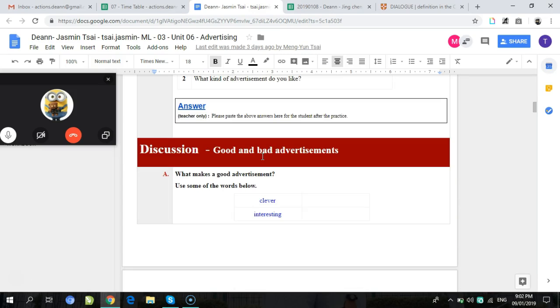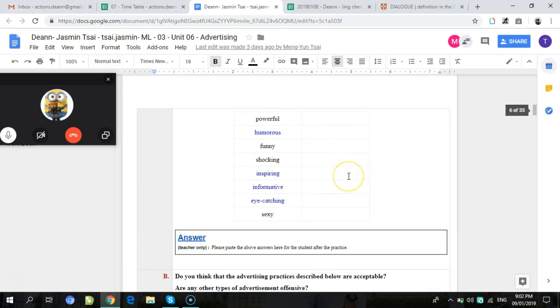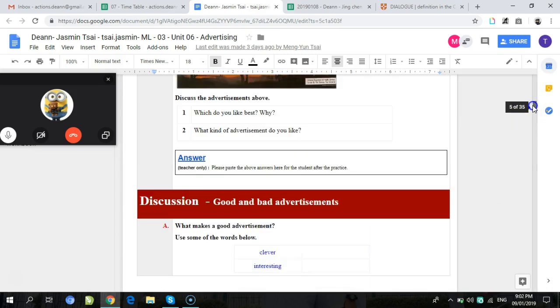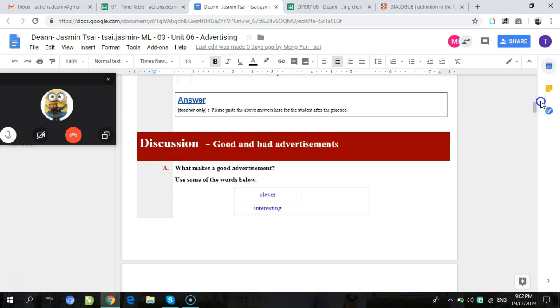Okay, so in letter A it says here, there's a question: what makes a good advertisement? Use some of the words below. Good advertisements need to be clever, interesting, humorous, inspiring, informative, and eye-catching. So we have some words here that would make a good advertisement. Can you describe to me what a good advertisement is using the words that you have highlighted?